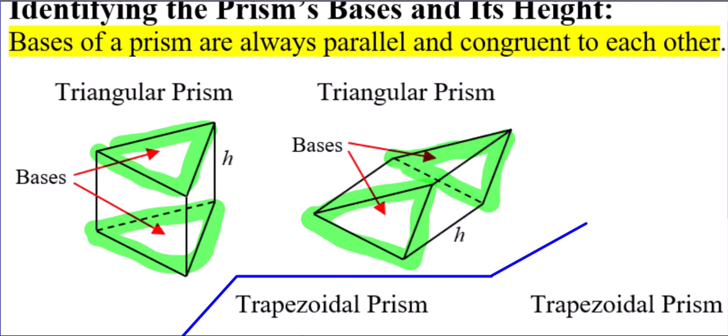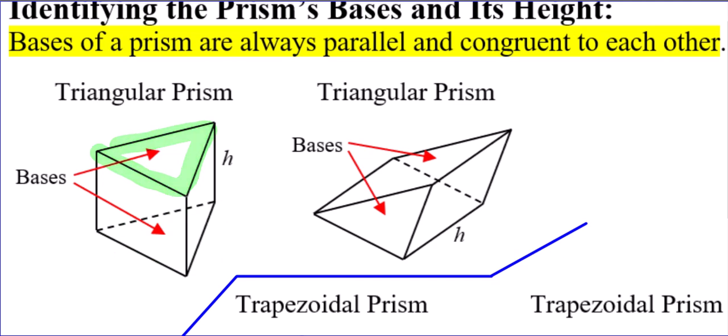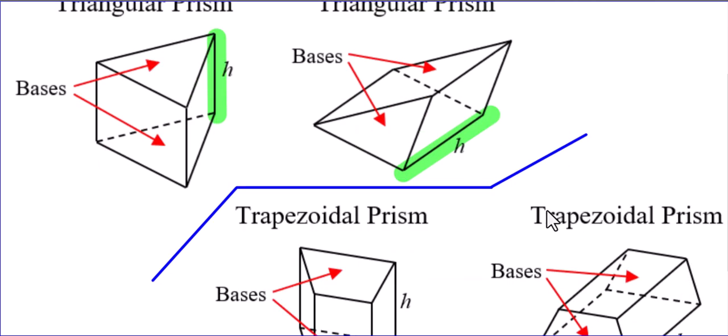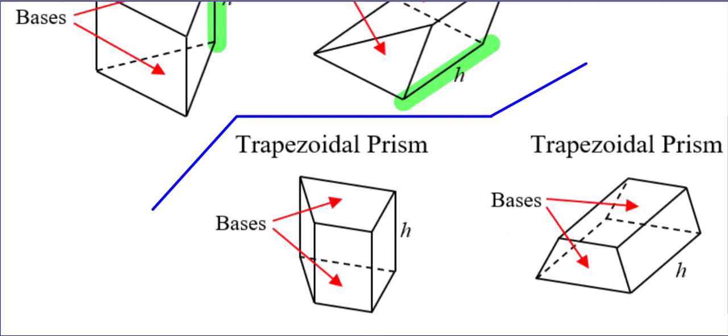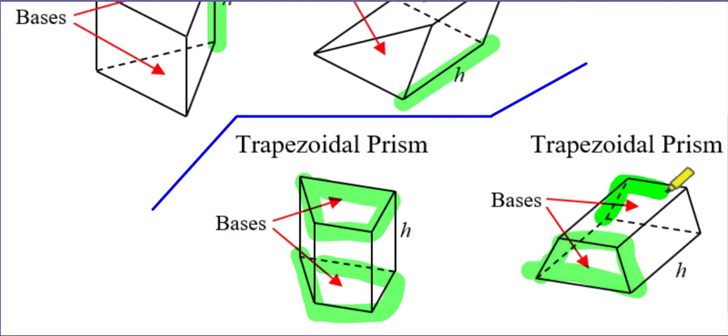You have to look for the triangles that are parallel and congruent to each other to be able to identify the bases. Then the height will be the line segment that goes between those 2 bases. Sometimes it's up and down if the triangles are at the top and the bottom. But if the triangles are in the front and the back, then the height will kind of go from front to back. Same thing is true with a trapezoidal prism. Notice there's going to be a trapezoid at the top and at the bottom, parallel and congruent to each other. Or you could have the trapezoids in the front and in the back, parallel and congruent to each other.